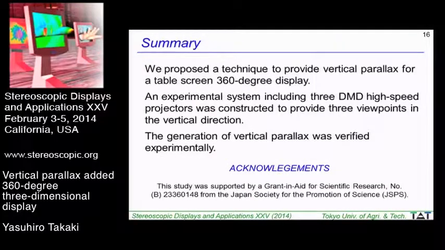Now I summarize my presentation. We propose a technique to provide vertical parallax for a table-screen 360-degree display. An experimental system including three DMD high-speed projectors was constructed to provide three viewpoints in the vertical direction. The generation of vertical parallax was verified experimentally.